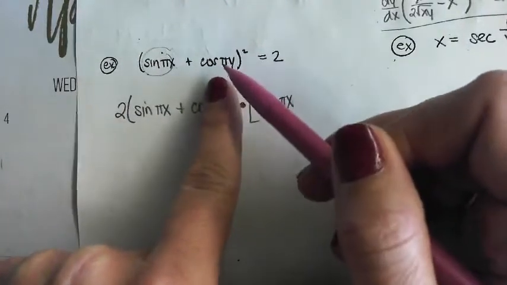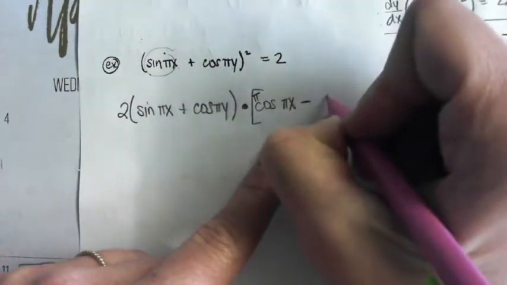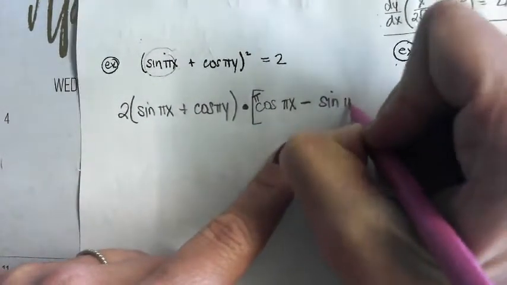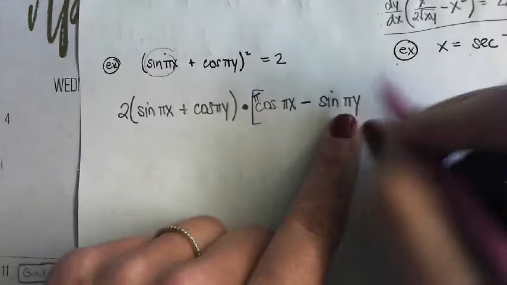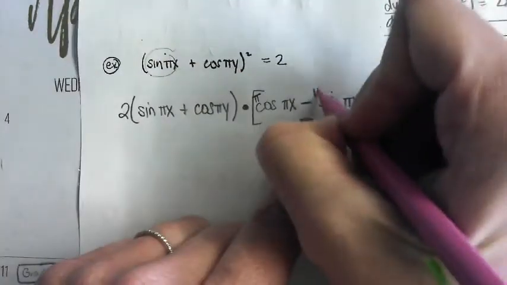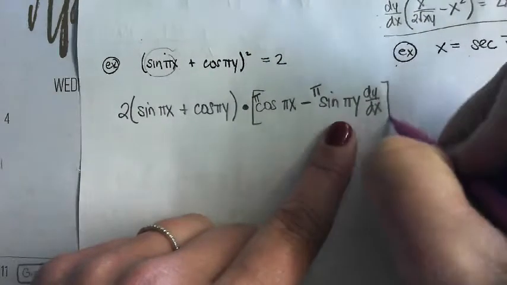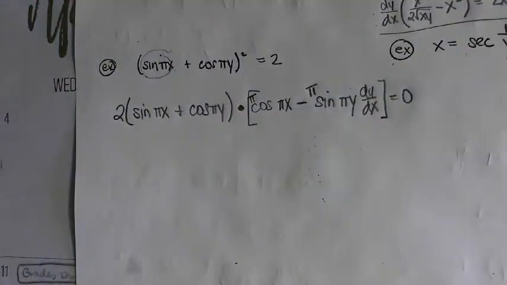Plus, technically, but then the derivative of cosine is going to be a negative sign, so it's going to be minus a sine of pi y times the derivative of what's inside, which is pi dy/dx equals 0. Thank God.